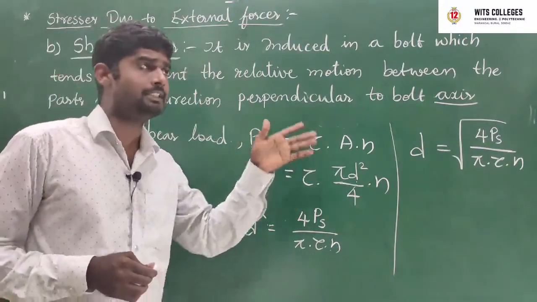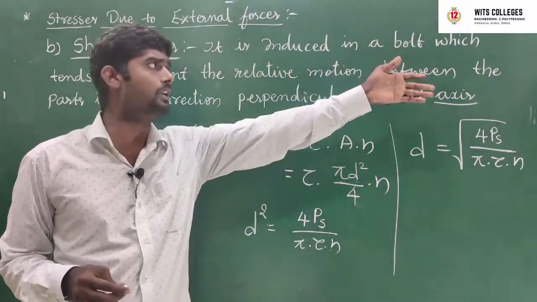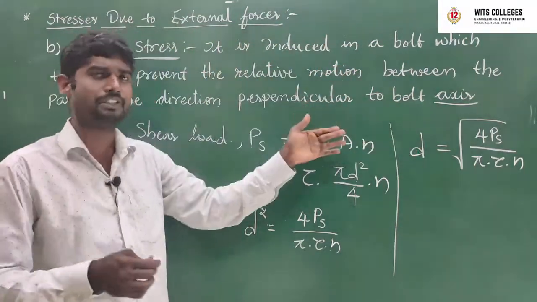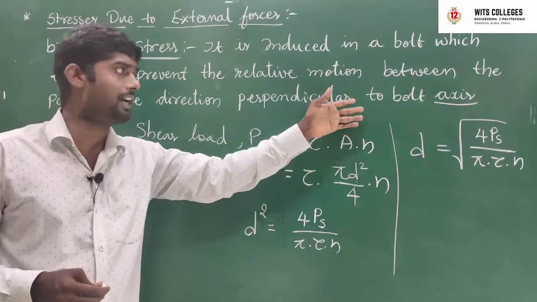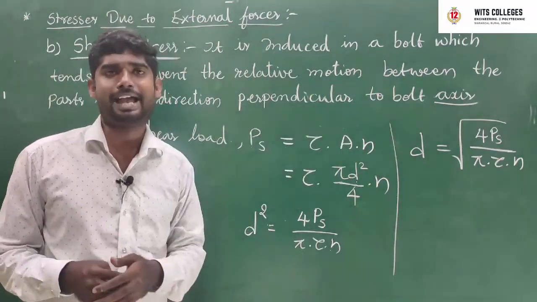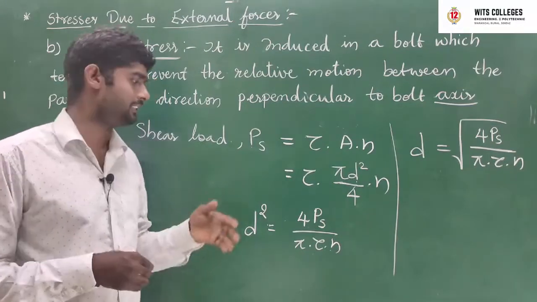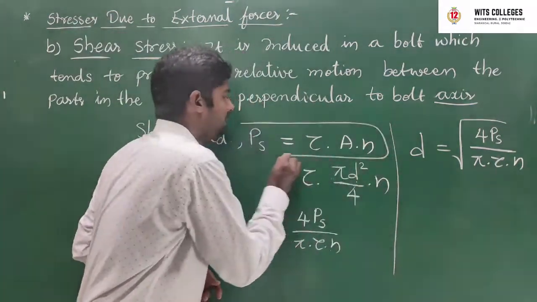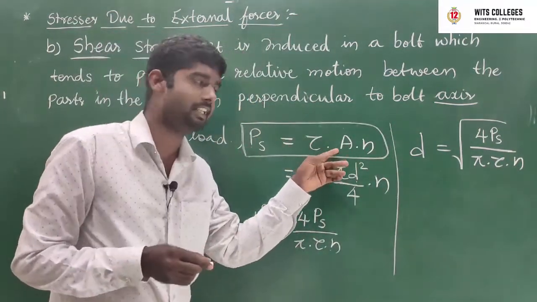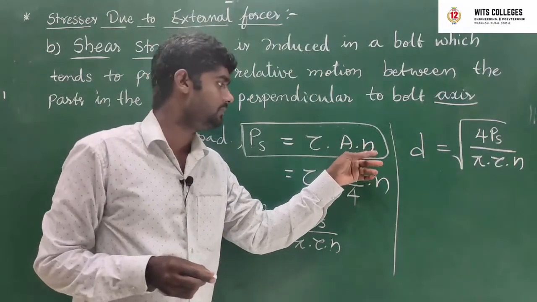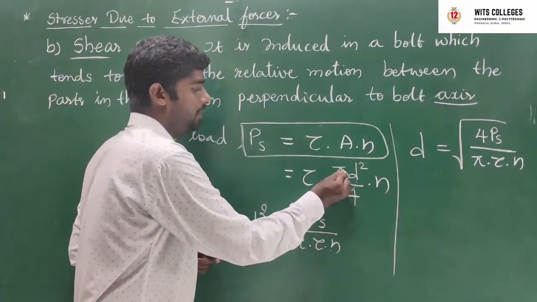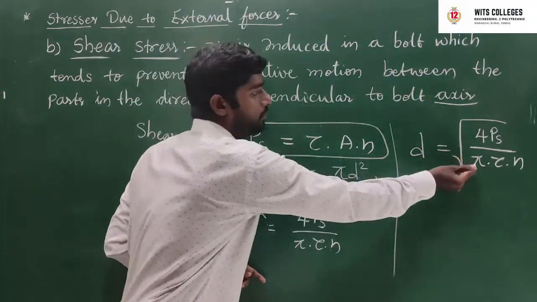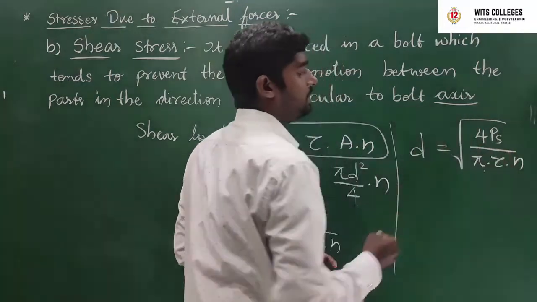Shear stress is induced in a bolt which tends to prevent the relative motion between the parts, in the direction perpendicular to the bolt axis. Shear load PS is equal to shear stress into area into n, with area pi d square by 4. Using this, d is equal to the square root of 4 PS by pi into tau into n.